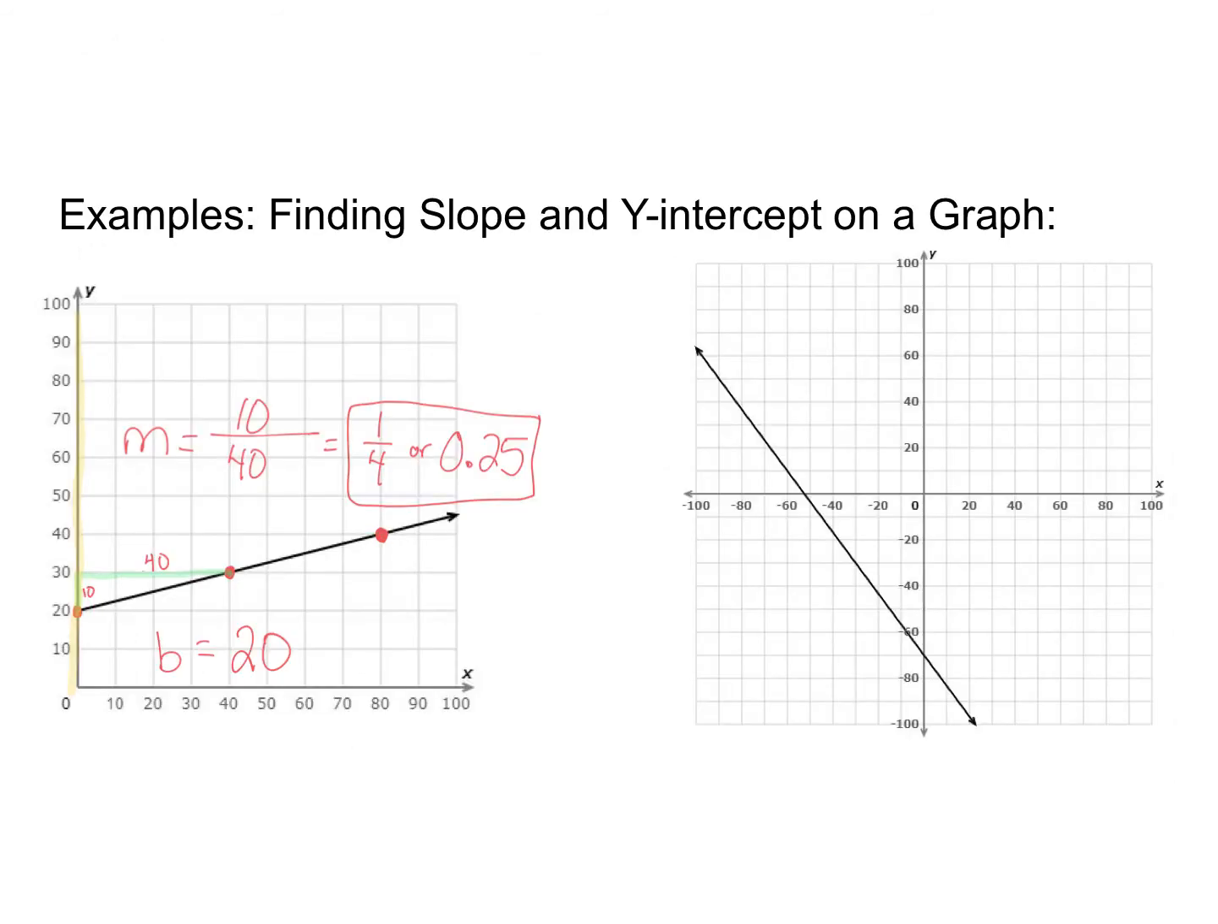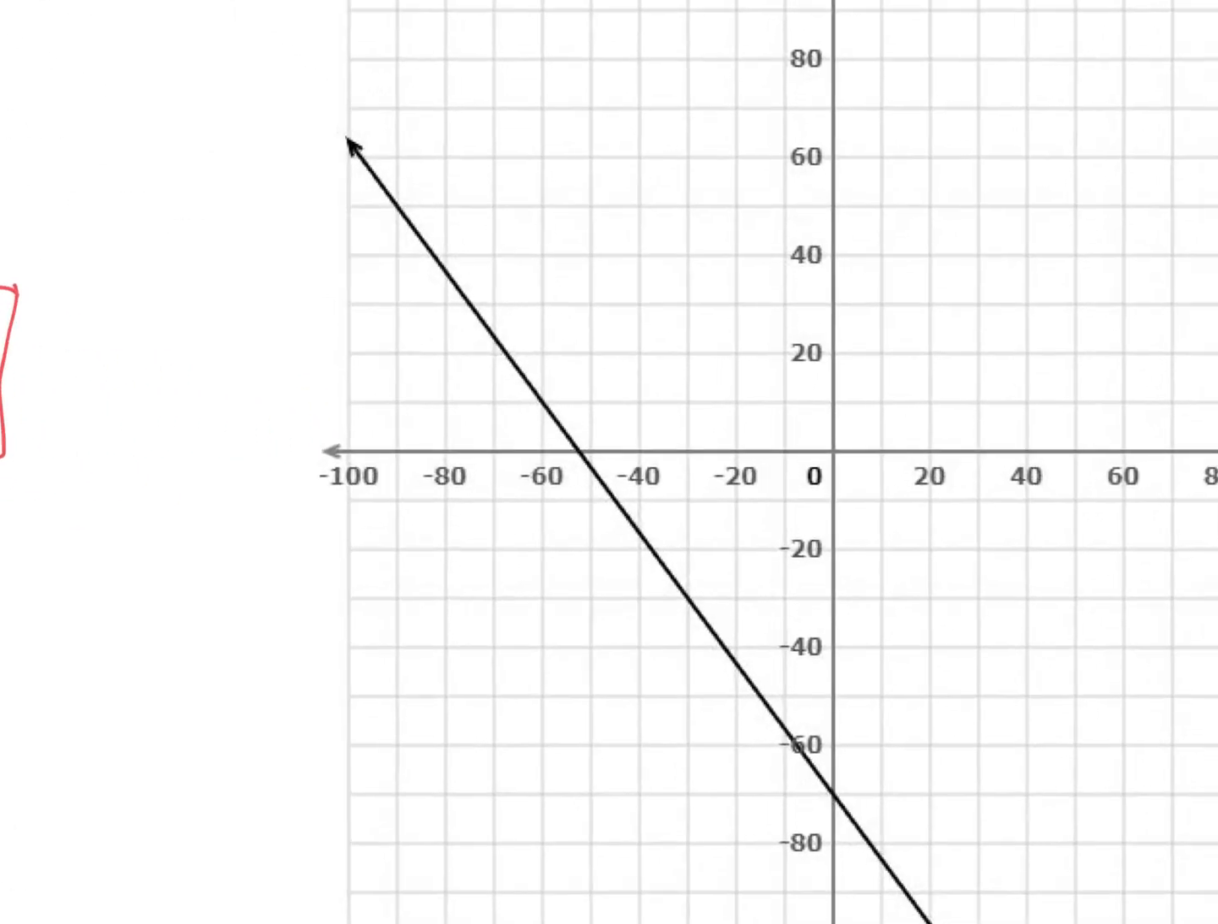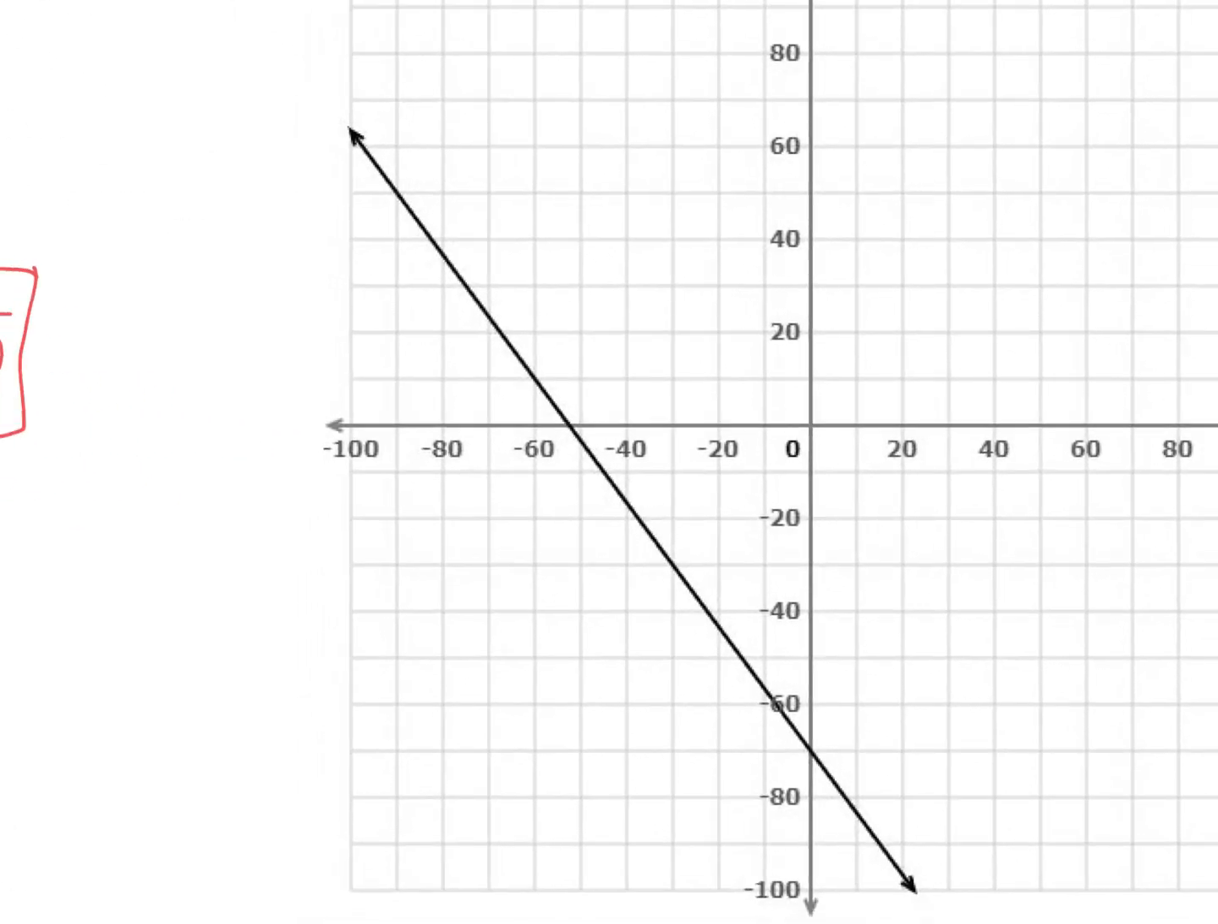All right, let's go to this next one and look at it. So I'm going to do the same thing. I'm going to search for my m and my b by picking stop sign points for m and then rising and running to find its value. So if I start up here at the top left part of my graph and I work my way down, I'm going to just look for some stop sign points.